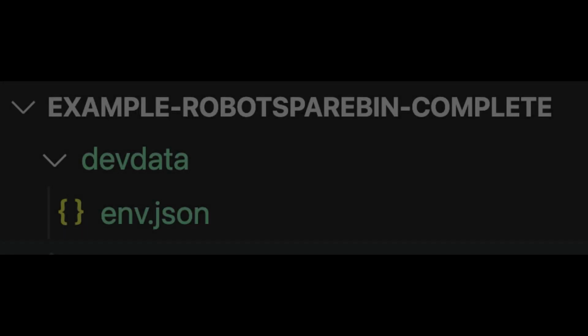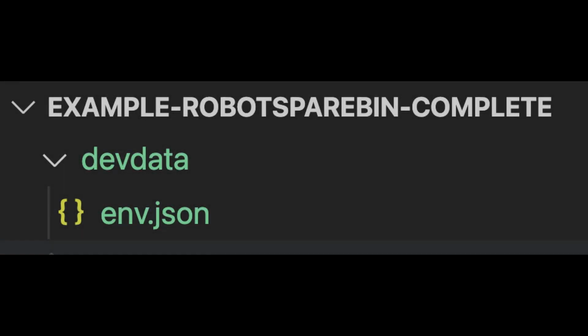The next step is to tell your robot where to find the vault file. Inside your robot root folder, create a new folder called dev_data. Next, create a new file called env.json.